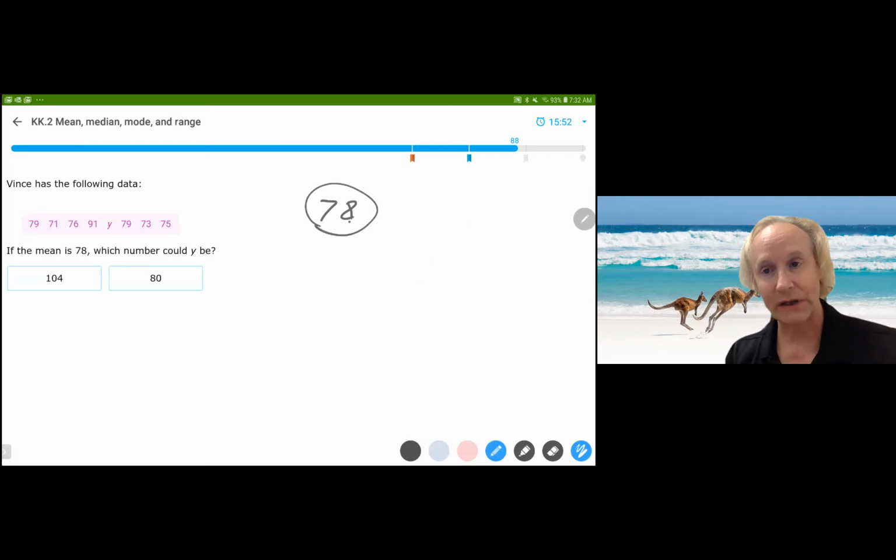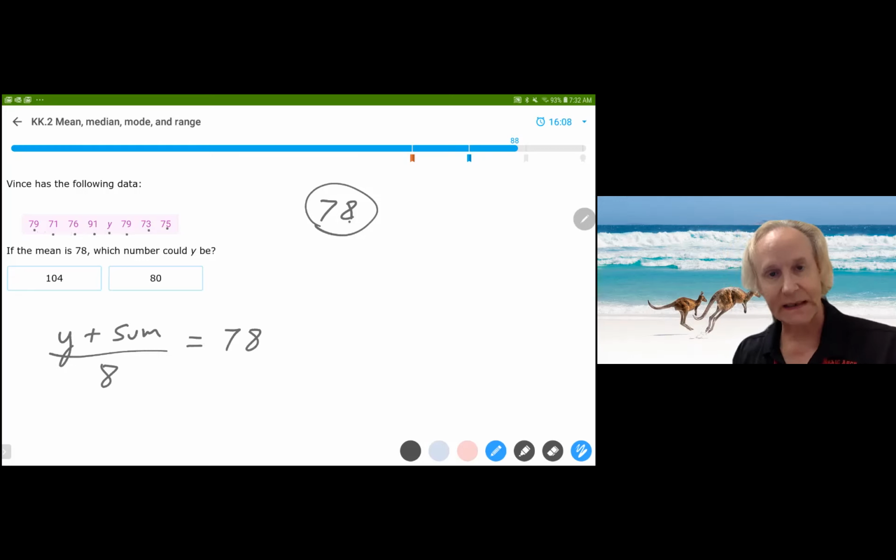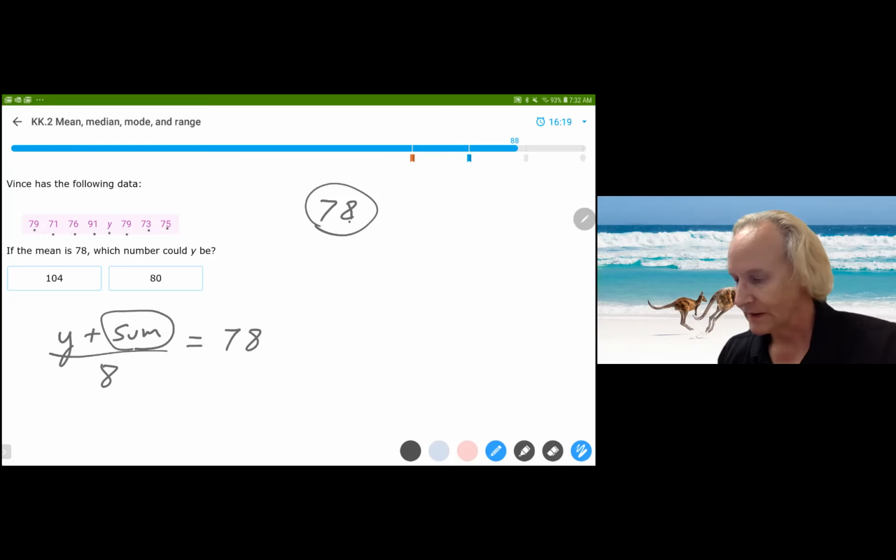You could add them all together and do it the way I did it before, which would be y plus the sum of all those numbers divided by the 1, 2, 3, 4, 5, 6, 7, 8 would be equal to 78. I'd have to multiply by 8 on both sides. 78 times 8 would give me the total, and then I would subtract the sum of all the numbers without the y, and I would get my answer. But watch what I'm going to do.